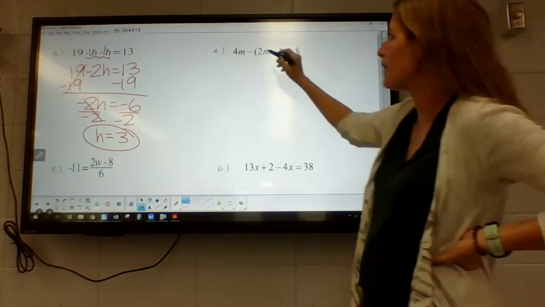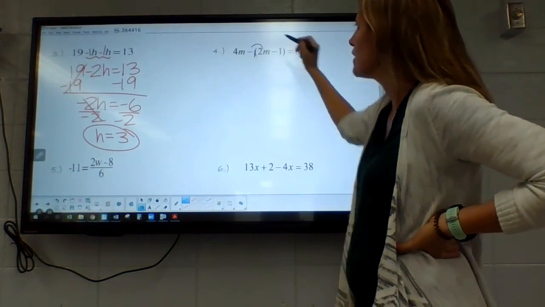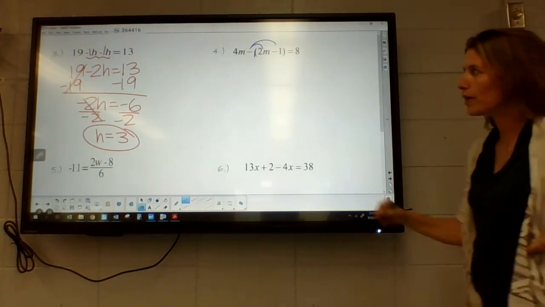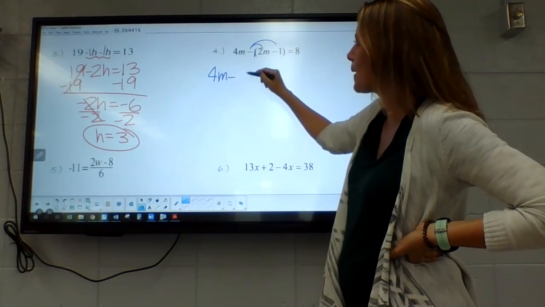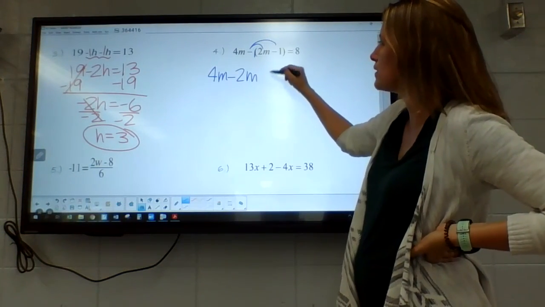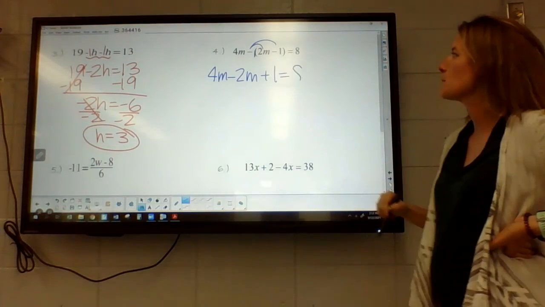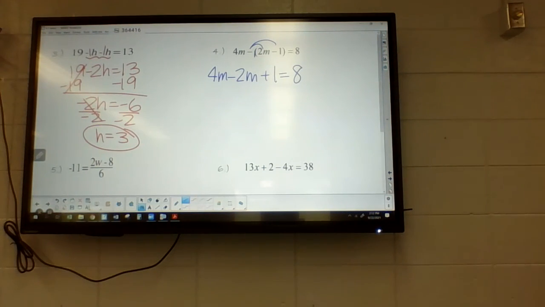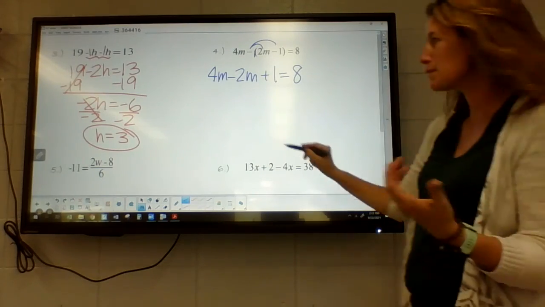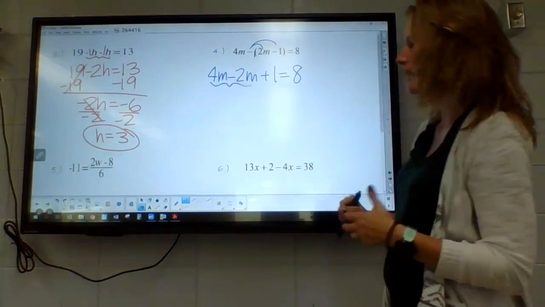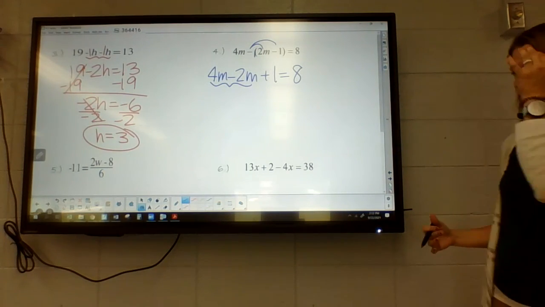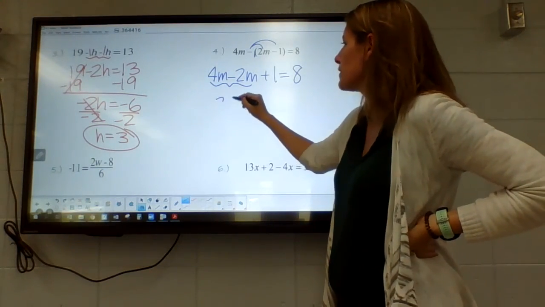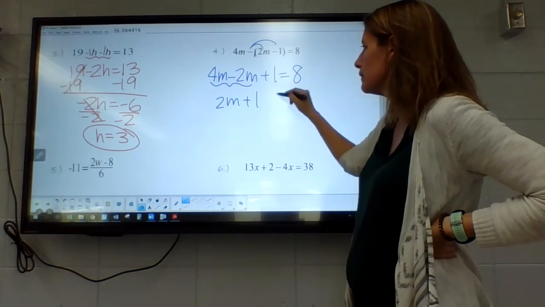There's a negative 1 that's being distributed. So we want to send that in. The 4m doesn't change quite yet. This becomes a minus 2m and then a plus 1. And I believe we're going to get a decimal for this one, or a fraction. Don't let that scare you. Decimals and fractions don't need to be scary, especially when we have a calculator.